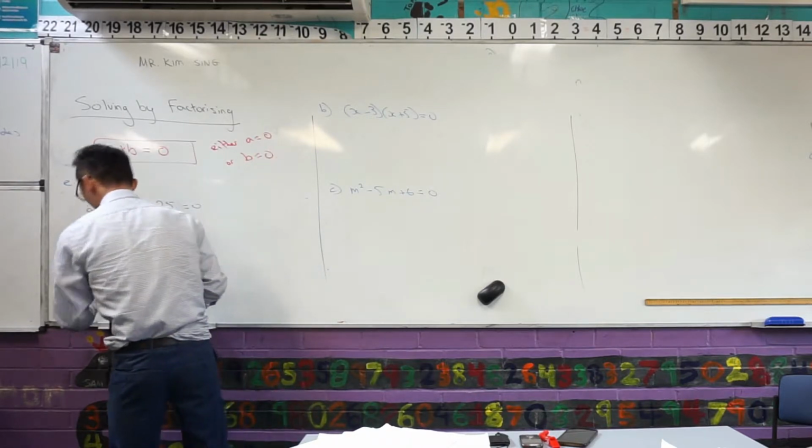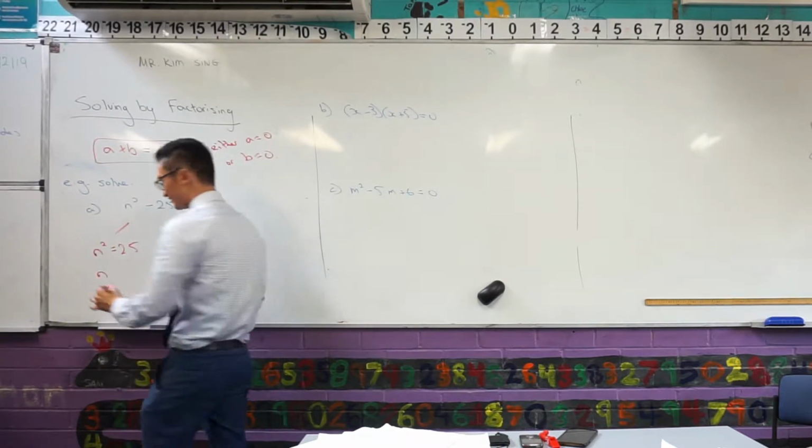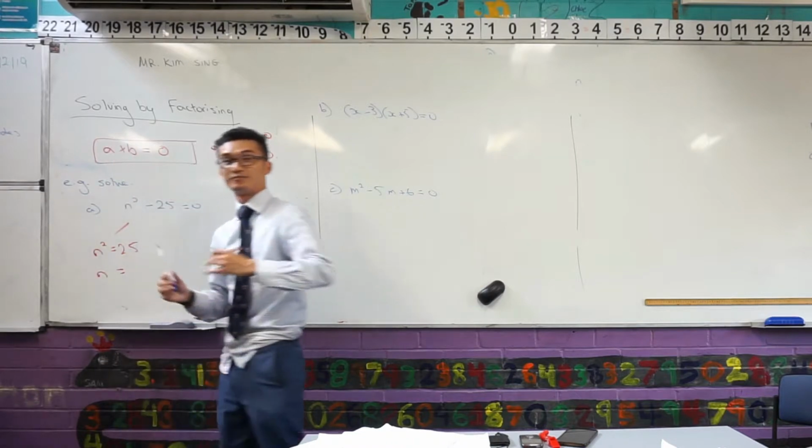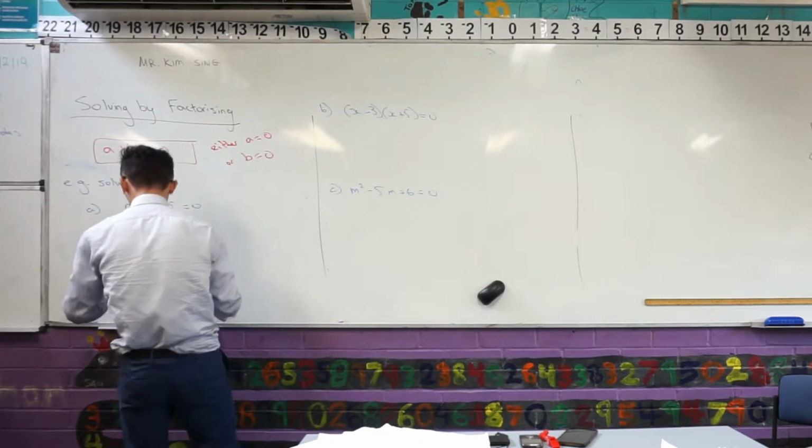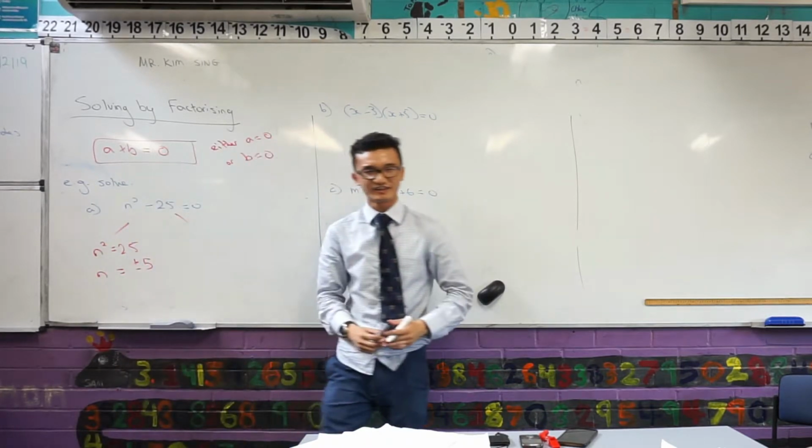I remember, what do I do when I square root both sides? I take the positive and minus cases, right? So plus or minus 5, and those are my answers. Can anyone think of a different way to do it?